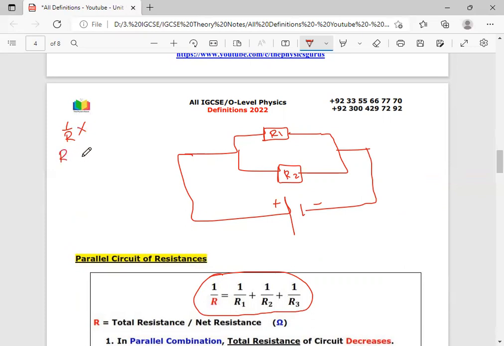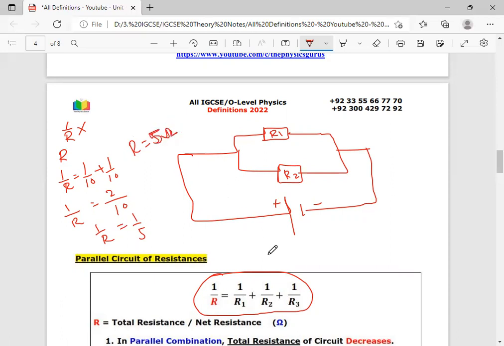Let's suppose there are 10 ohm resistances connected in parallel combination, then 1 over R is equal to 1 over 10 plus 1 over 10, and then 1 over R is equal to 2 over 10, and they write down the answer like this. No, this will be the wrong answer. You have to invert it, then you will get the answer R is equal to 5 ohm.